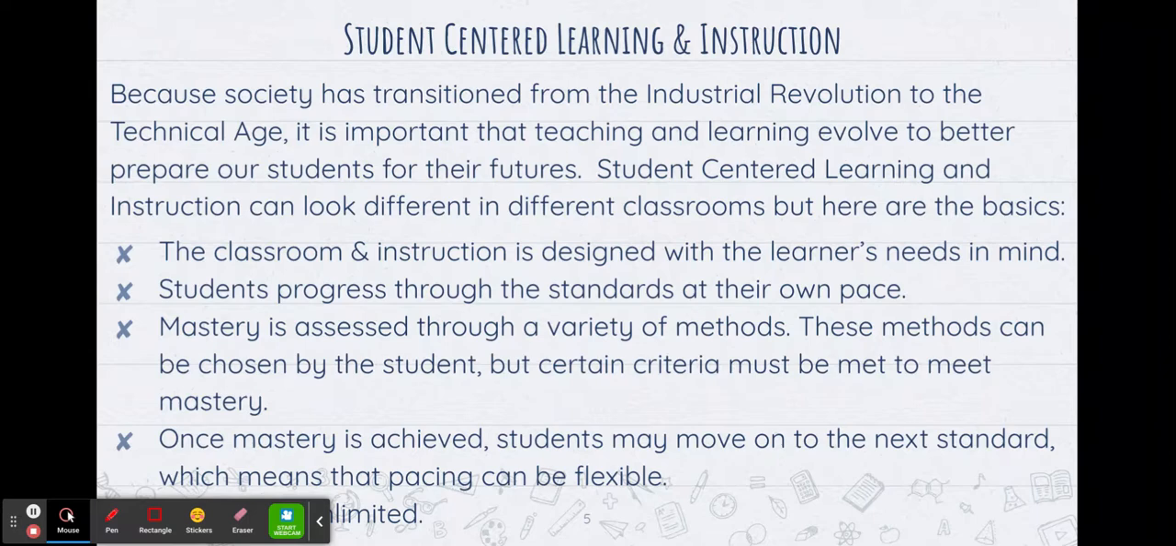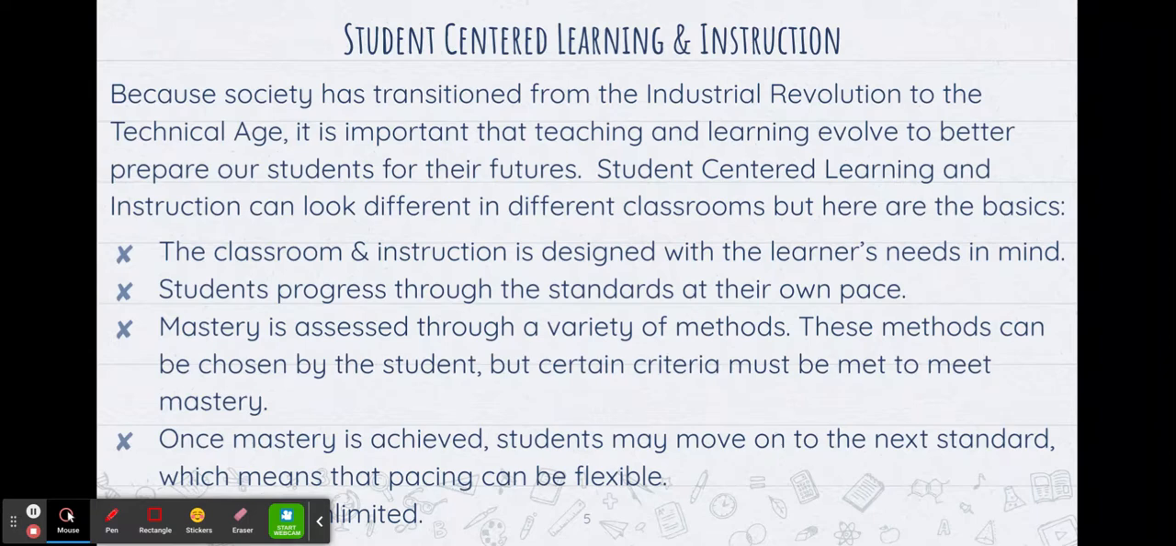Classroom and instruction is designed with the learner's needs in mind. Students progress through the standards at their own pace. Mastery is assessed through a variety of methods, and methods will be chosen by the student most often. But there is a certain criteria that must be met, so it's not like the kid can just pick and choose any old learning thing that they want. They do have to progress through the fifth grade standards, but they do have agency as far as how they can demonstrate mastery.